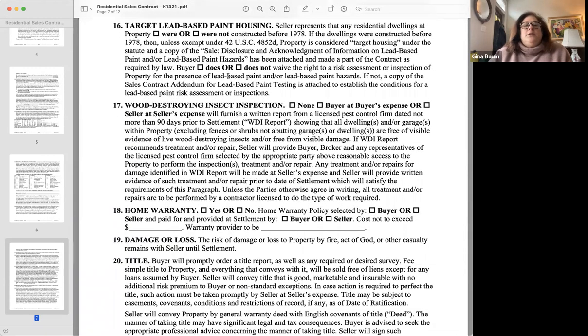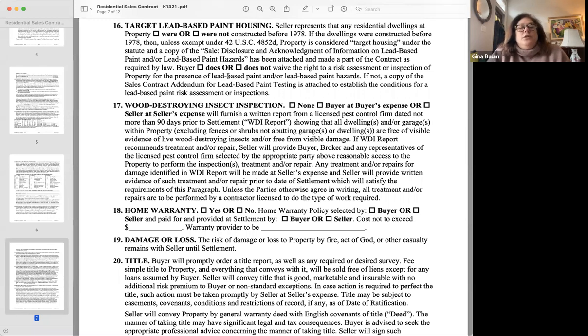Lead-based paint housing. Seller represents that any residential dwelling at the property were or were not constructed before 1978. If the dwellings were constructed before 1978, then unless exempt under 42 U.S.C. 4852d, property is considered target housing under the statute, and a copy of the seller disclosure and acknowledgement of information on lead-based paint hazards has been attached and made part of the contract as required by law.